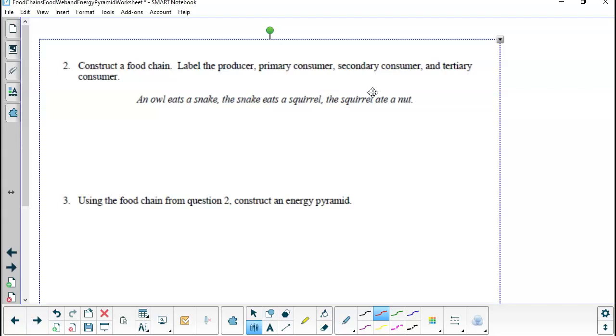So I'm going to say, let's see, we have an owl eats a snake, the snake eats a squirrel, the squirrel eats a nut. So my plant, I always start with my plant, is going to be my nut.